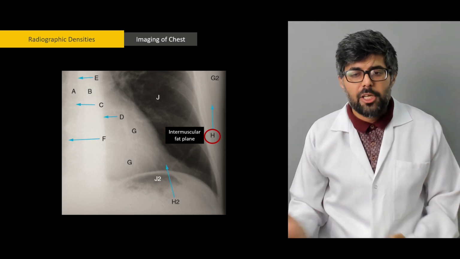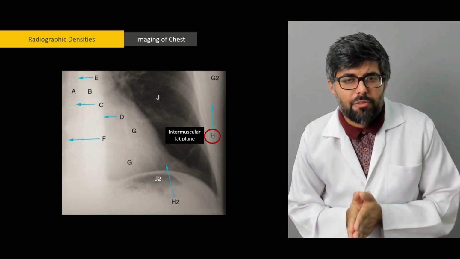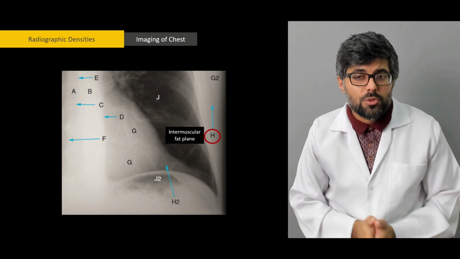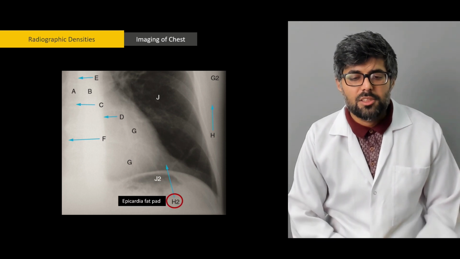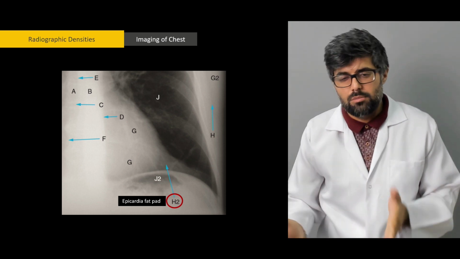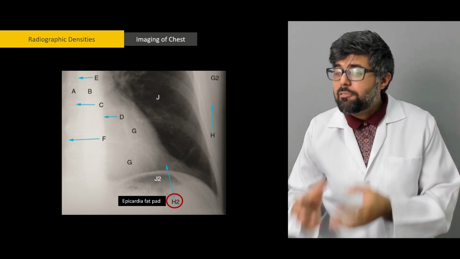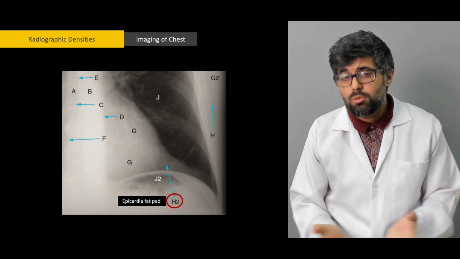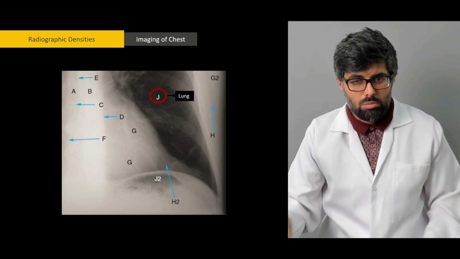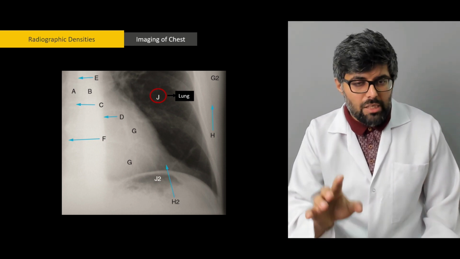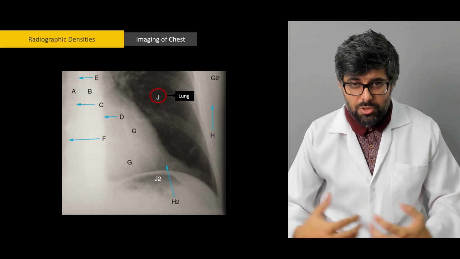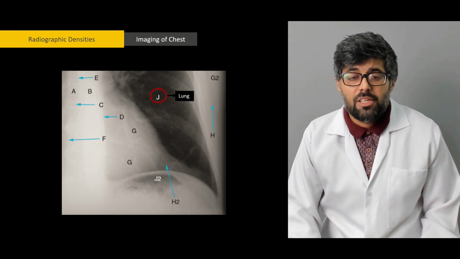Now, to the extreme right, you can appreciate the intramuscular fat plane and the subcutaneous fat. If there's any change in that, you can even observe that. Next is the epicardial fat pad. The heart does not extend all the way down. That gray area is actually the fat pad, the visceral fat that surrounds the heart. And this other area is the lung. You can even appreciate the intercostal spaces and the rib cage. Some of it is even visible here.